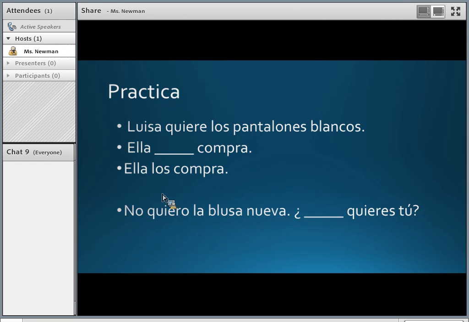Okay, let's look at this example. No quiero la blusa nueva. Blank quieres tú. So it's like a question: I don't want the new blouse. Do you want it? So think about it. What would we make la blusa nueva? What pronoun is that? Singular, feminine, masculine, plural? It's singular and feminine, so we're going to go with la. La quieres tú. And notice the placement of these pronouns, they're going right before that conjugated verb.